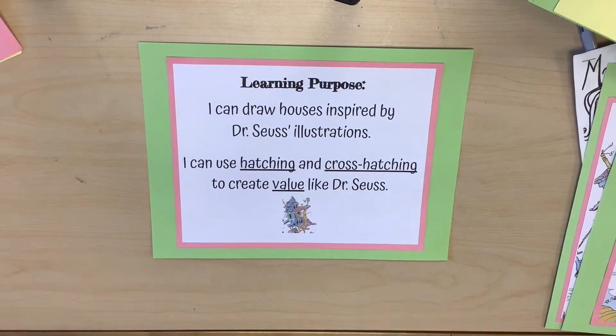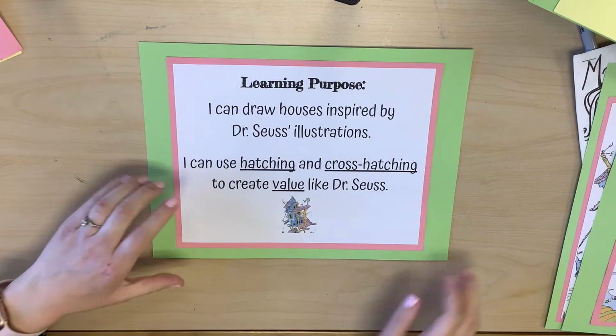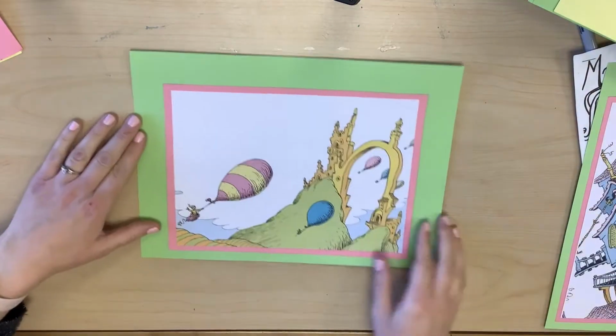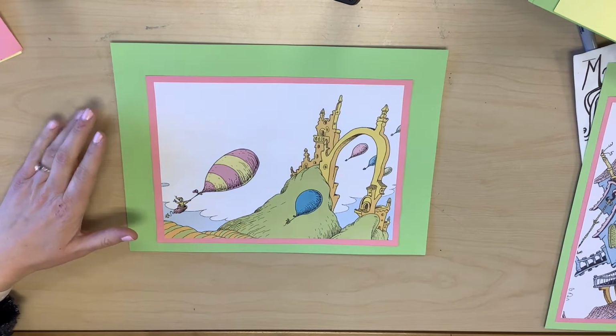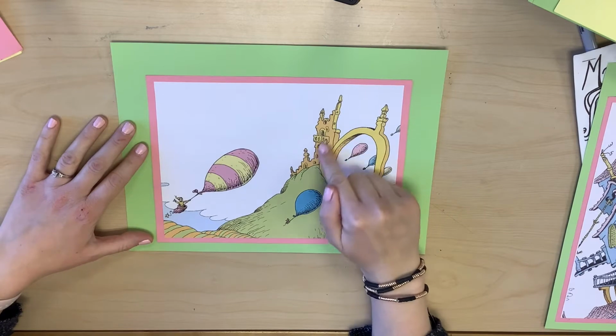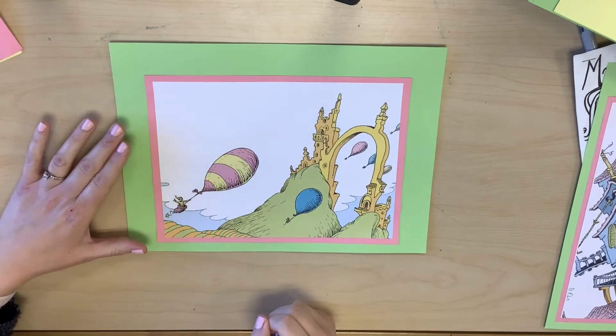Okay guys, so here is our learning purpose for today. I can draw houses inspired by Dr. Seuss's illustrations, and then I can use hatching and cross-hatching to create value like Dr. Seuss. Okay, so let's talk about that first one, and we'll come back to the second. These are some illustrations from Oh, the Places You'll Go, and I wanted to stop for a moment before we get started and look at the buildings that we see.